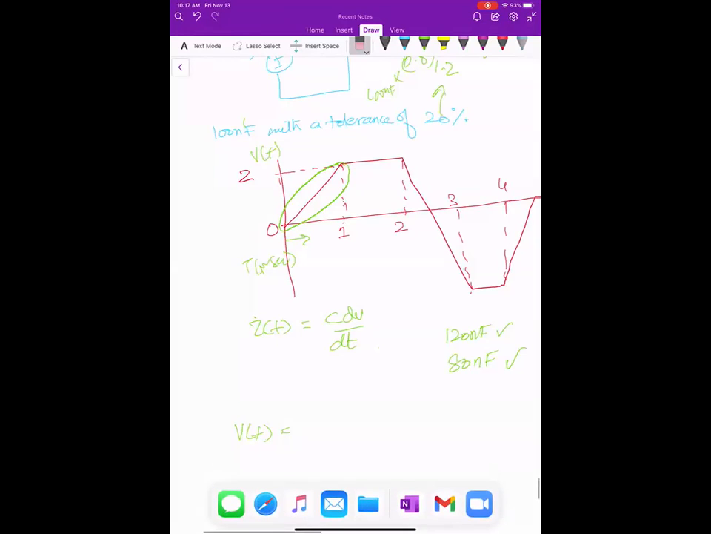Okay. Do you find the slope between time 0 and 1? So like v of t would be equal to 2 divided by 1 times 10 to the negative 3.